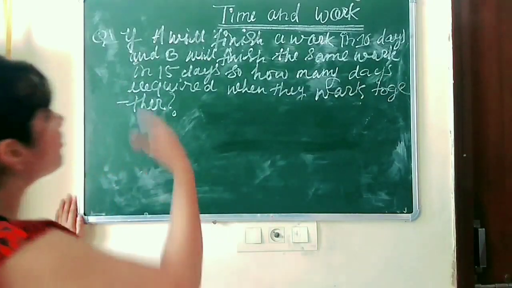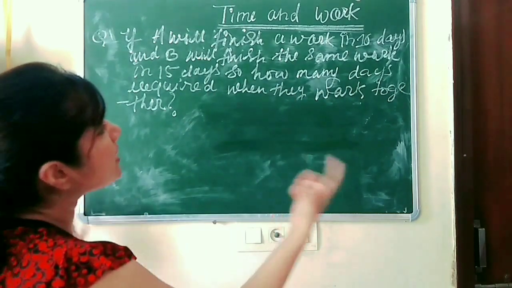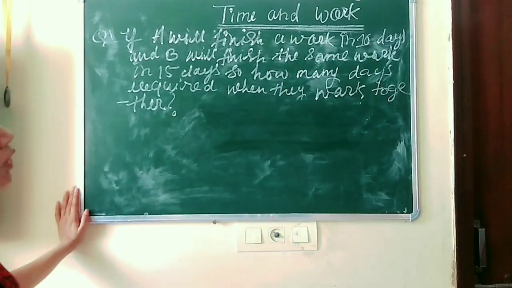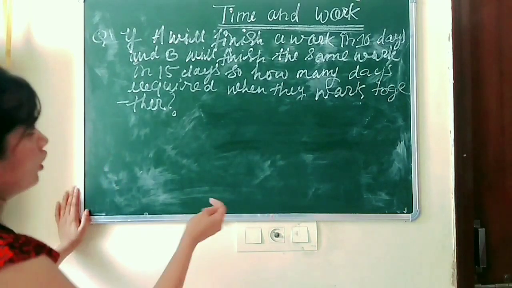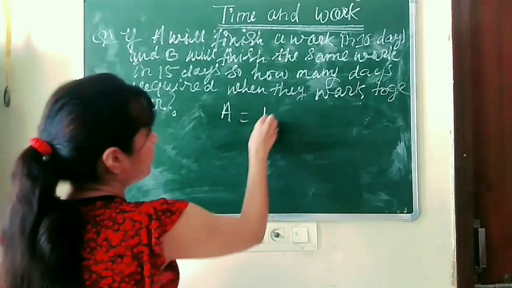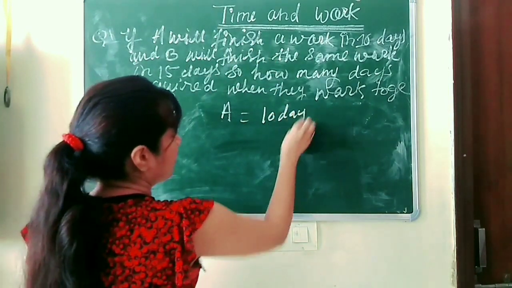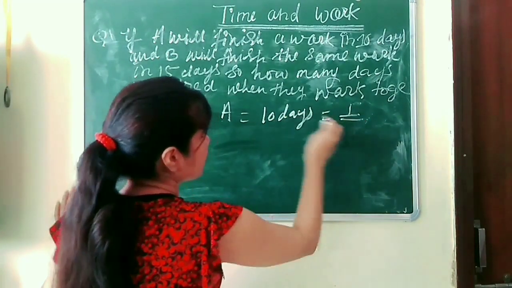Second question: if A will finish a work in 10 days and B will finish the same work in 15 days, how many days are required when they work together? Okay, so A will finish a work in 10 days, so the amount of work will be 1 by 10. We will just invert this quantity.